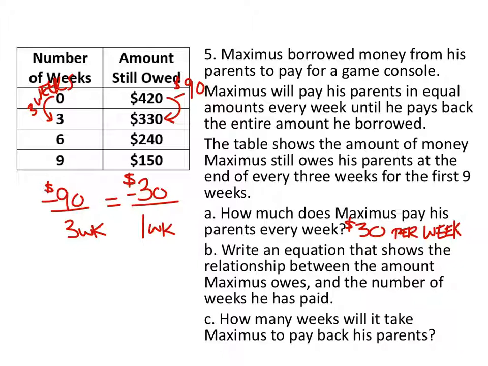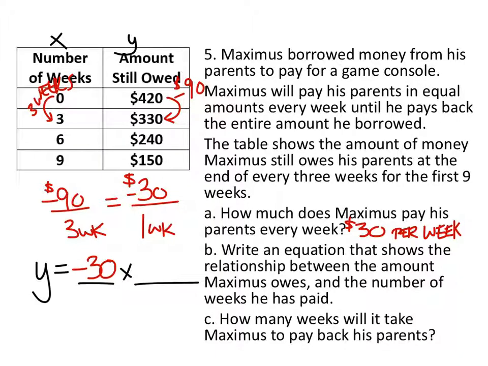Part B, write an equation that shows the relationship between the amount Maximus owes and the number of weeks he has paid. Alright, so this will be in the form y, which will represent the amount he still owes, and we know that because the table is always in the x, y's. So y is the amount he owes. We'll have the slope multiplied by the x, and then we'll add the starting value. The slope is the rate of change as well. So Maximus is paying off $30 a week.